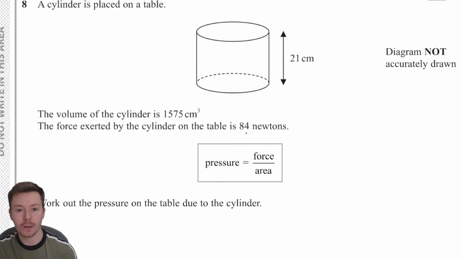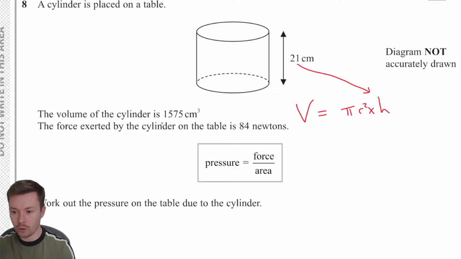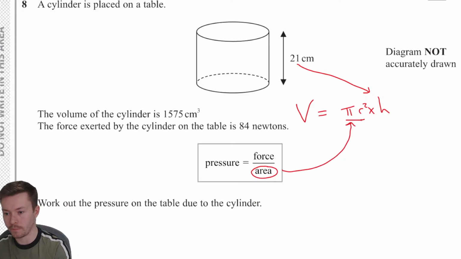So a cylinder is placed on the table. The volume of the cylinder is 1575 centimeters cubed. Before we go any further, how do we work out the volume of a cylinder? Well, it's the area of the base, like a prism, so pi r squared times the height, which we know is 21. We can work out the radius from this, or actually all we probably need is the area of the base, this bit. We're then told the force exerted by the cylinder on the table is 84 newtons. Work out the pressure.